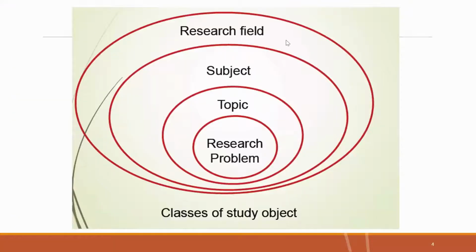And now we should go directly to this one. I think it is really interesting. So, classes of study object. The first one, the most general, is the research field. And then we narrow down to subject, then topic, and then research problem.